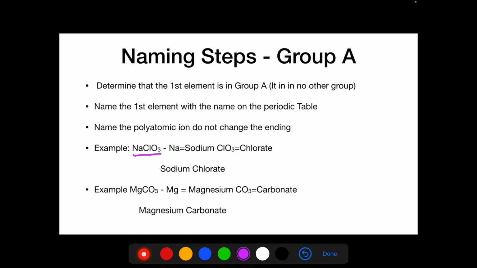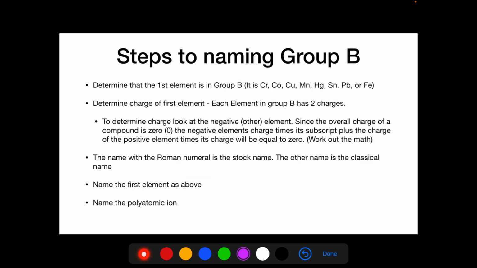So in my example here, NaClO3, Na is sodium and ClO3 is chlorate. So we just put those together and make it sodium chlorate. And then down on this second one, we have Mg is magnesium and CO3 is called carbonate. So my name would be magnesium carbonate.